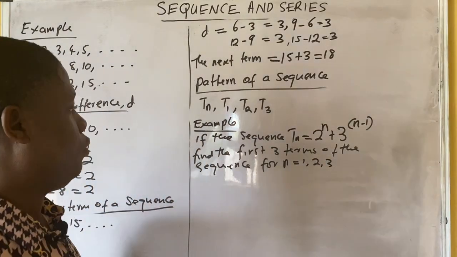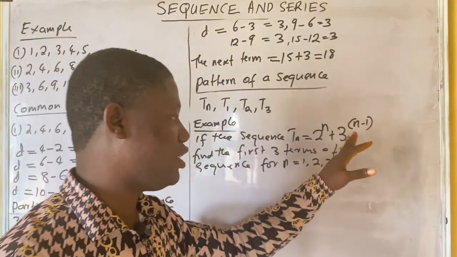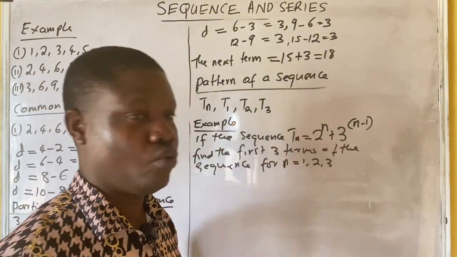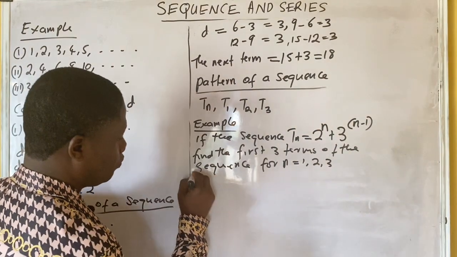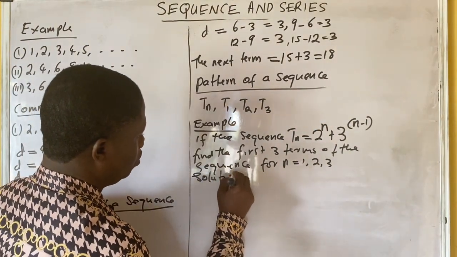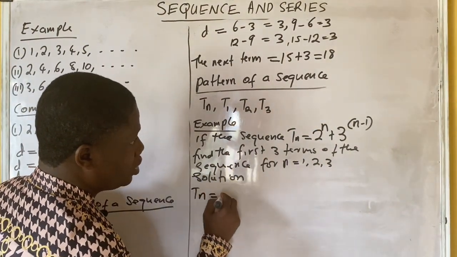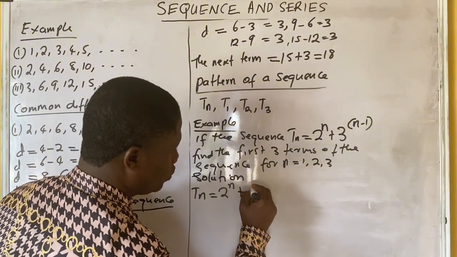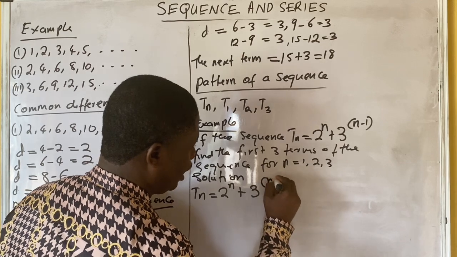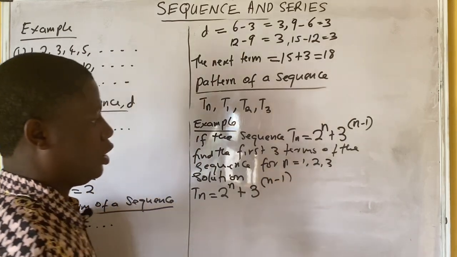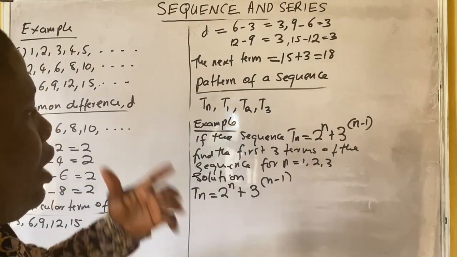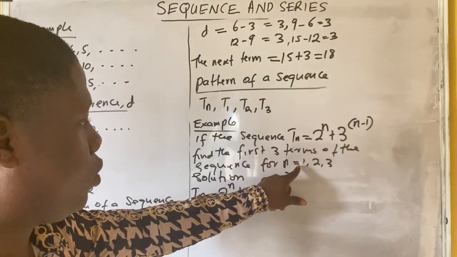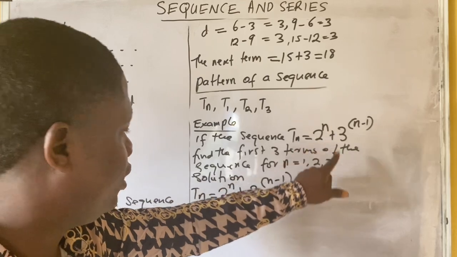So here we are given the general formula of the sequence and we are required to generate the first 3 terms of the sequence. So let's look at it. We have the solution. Our Tn is given as 2 raised to the power of n plus 3 raised to the power of n minus 1. We are required to find the first 3 terms for n equals 1, n equals 2, and n equals 3.